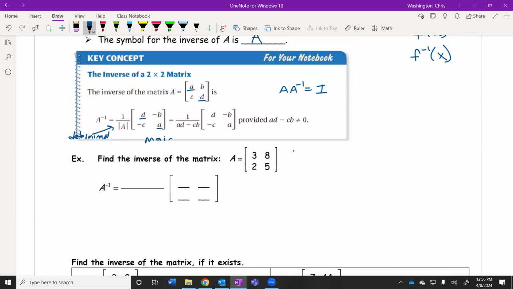So the main diagonal switches positions. The A and the D switch position. What about the backwards diagonal? What about the B and the C? The backwards diagonal, they actually don't change position. The B and the C are actually in the exact same spot, but now they're the opposite sign. So the backwards diagonal switches signs.